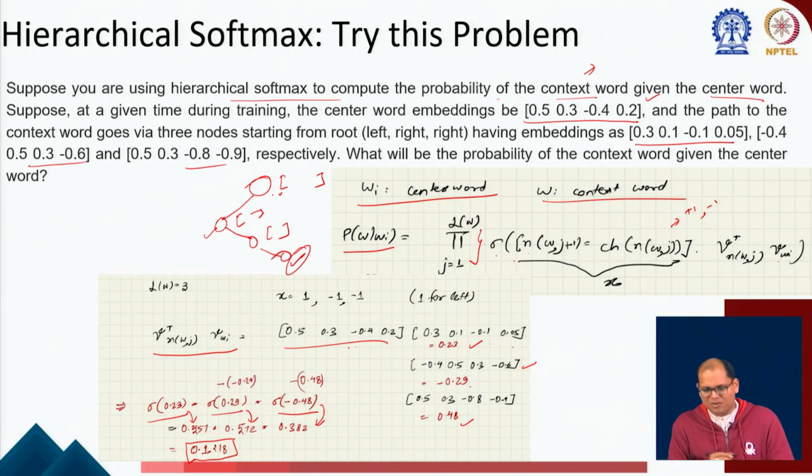So you can try and work it out, and you can even change the order and see what happens, right? So this is the probability, and then accordingly you will compute the loss and update all your parameters in the hierarchical softmax.